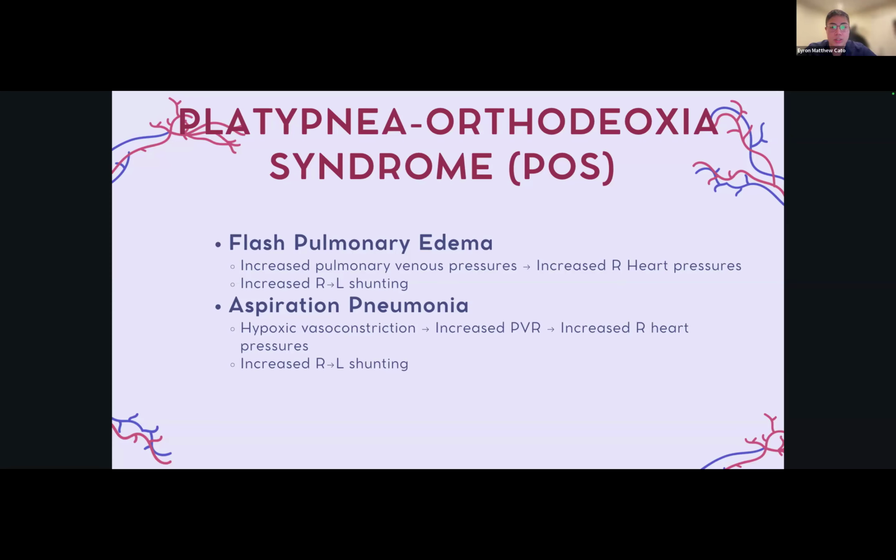Additionally, for her aspiration pneumonia, right-sided aspiration pneumonia, as seen on her chest X-ray, increases pulmonary vascular resistance through hypoxic vasoconstriction. This increased PVR likewise increases right-sided heart pressures, which can increase right to left shunting through the PFO. So the presence of both of these pathologies together predisposes this patient to her presentation.